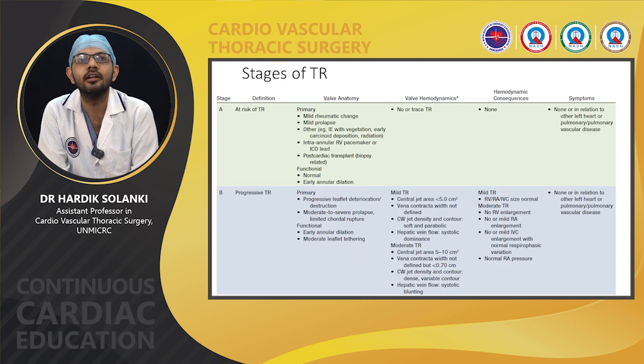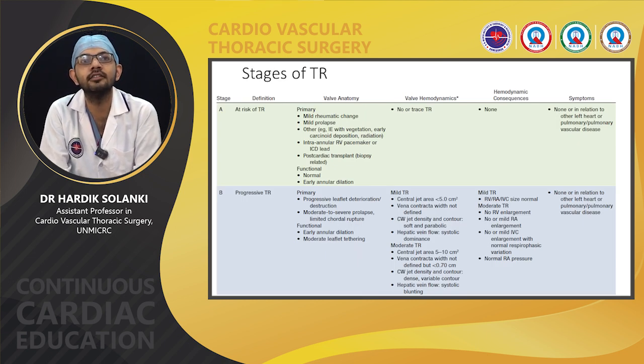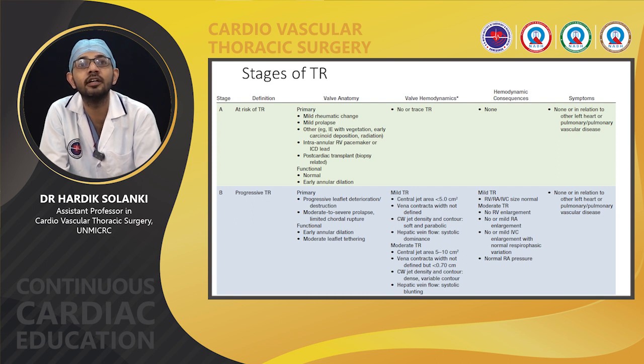So now we will see the stages of tricuspid regurgitation. There are 4 stages: stage A, patients who are at risk of developing tricuspid regurgitation; progressive tricuspid regurgitation; asymptomatic severe TR; and symptomatic severe TR. The first stage is at risk of TR. The patient has not developed TR but is at risk of developing it. These include patients having mild rheumatic changes, mild prolapse of the valve, infective endocarditis with vegetation, early carcinoid deposition, radiation, patients who have an intra-annular RV pacemaker or placement leads, and post-cardiac transplant.